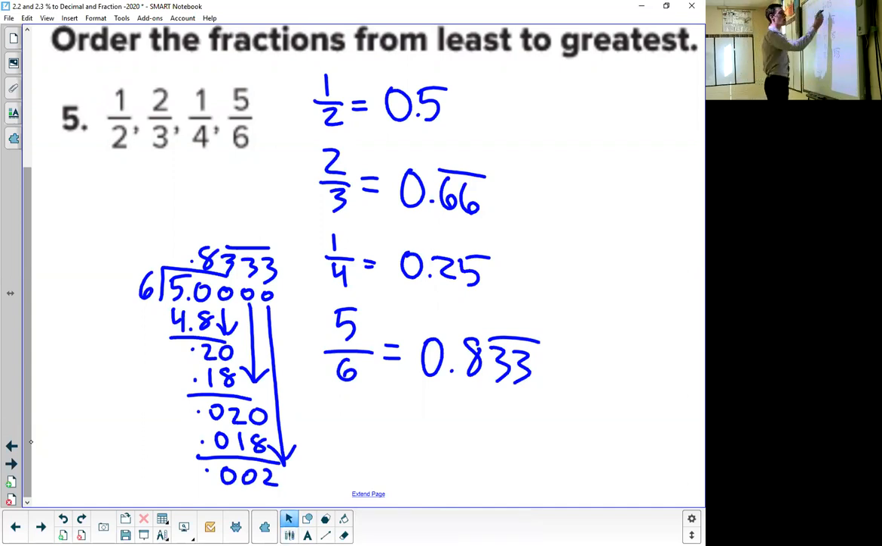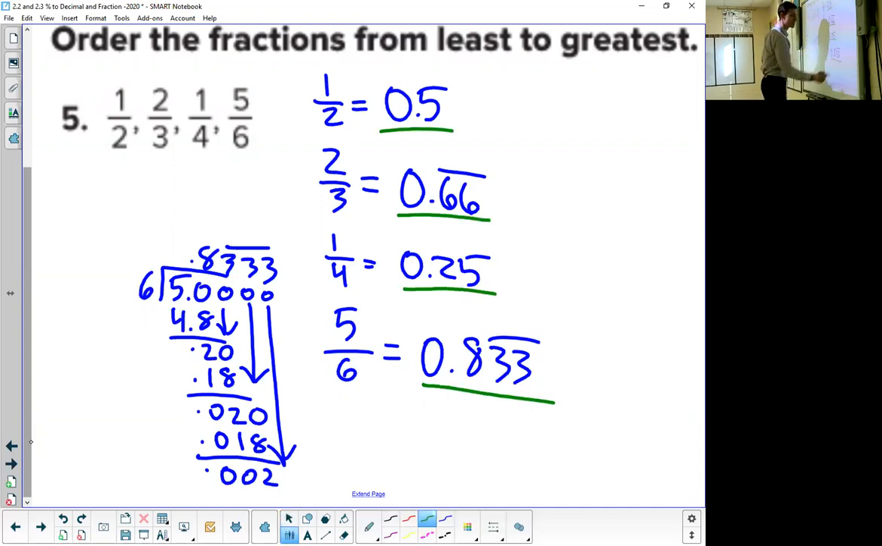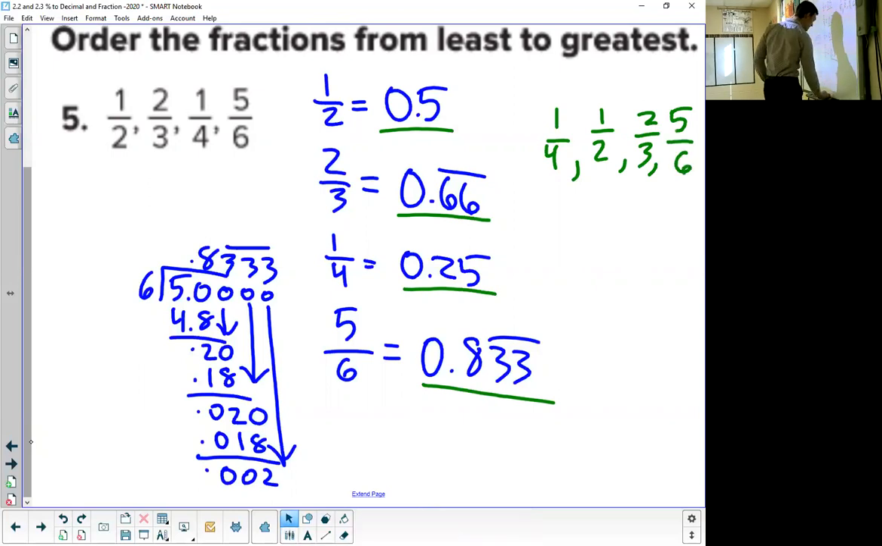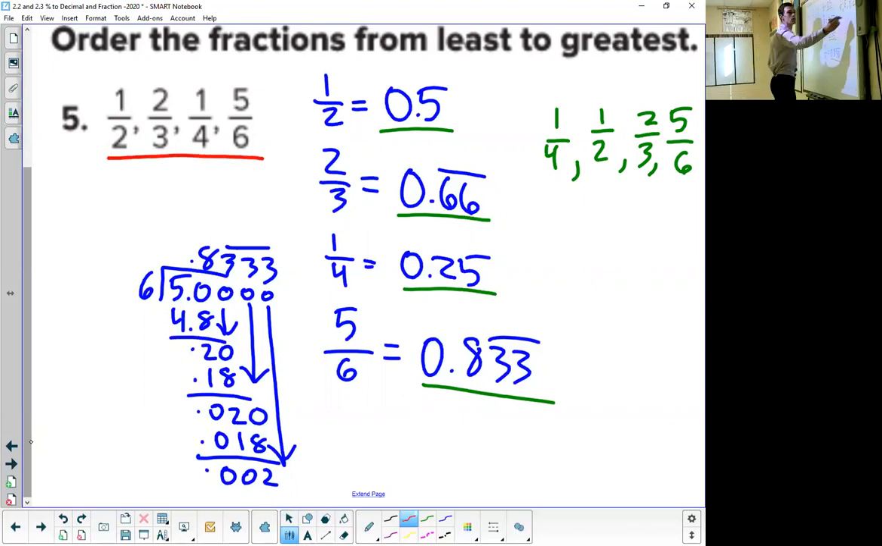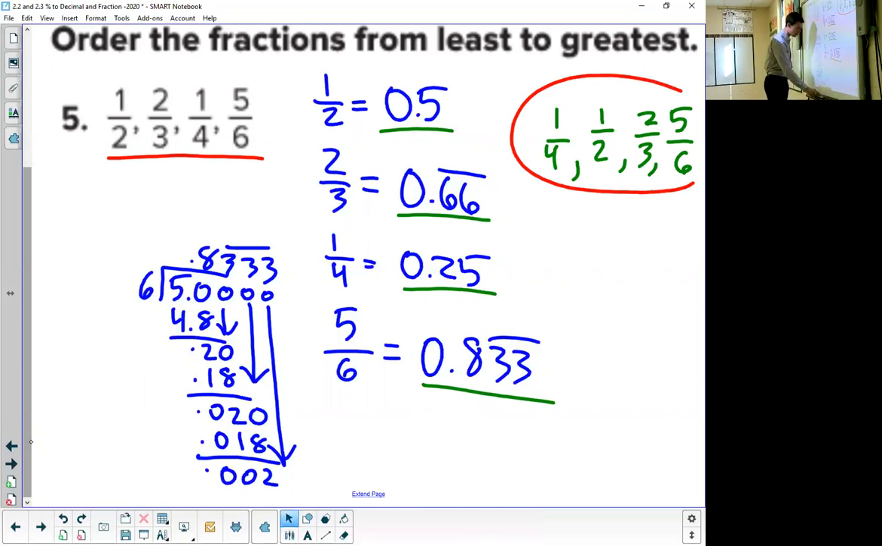But we converted all of our fractions into decimals, and that makes it a lot easier to compare. We know that 5 is less than 6. We know that 2 is less than 5. And we know that 8 is the greatest of everything listed. So the way we would rewrite our order is 1 over 4, 1 over 2, 2 over 3, and 5 over 6. So that is how we would rewrite our order. We took it from that and we had to change some of the answers. The way we did that is we converted them into decimals.